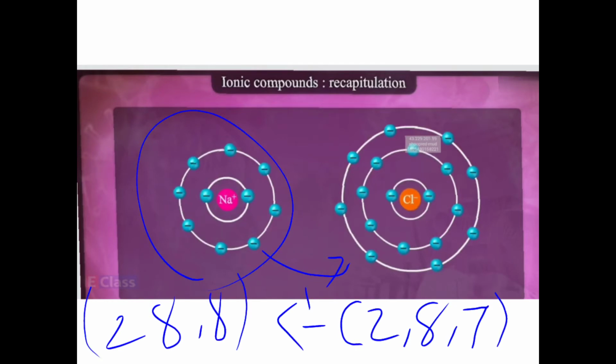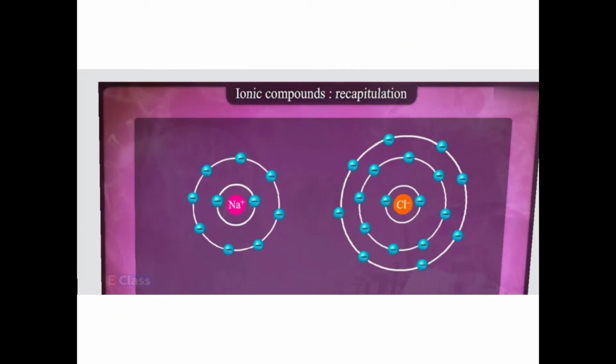So when one electron is added, you get the stable electronic configuration. Because it is taking one electron, negative charge develops in it, right? It has the electronic configuration 2, 8, 8. So you have the sodium chloride. See, this is the sodium chloride.